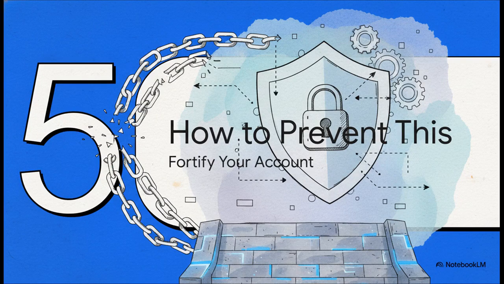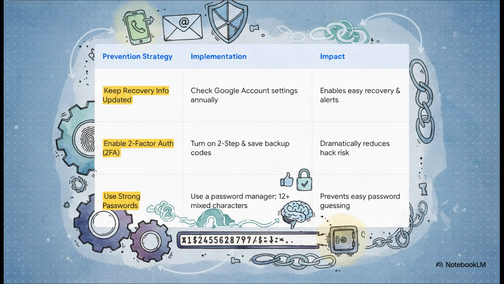Phew! Okay, we have spent a lot of time on recovery. So now, let's switch gears and talk about making sure you never, ever have to go through this whole nightmare again. This is it, your security checklist. Number 1, make sure your recovery phone and email are always up to date. Set a calendar reminder to check it once a year. Number 2, enable two-factor authentication. If you do nothing else from this list, do this. It is the single best way to stop hacks.